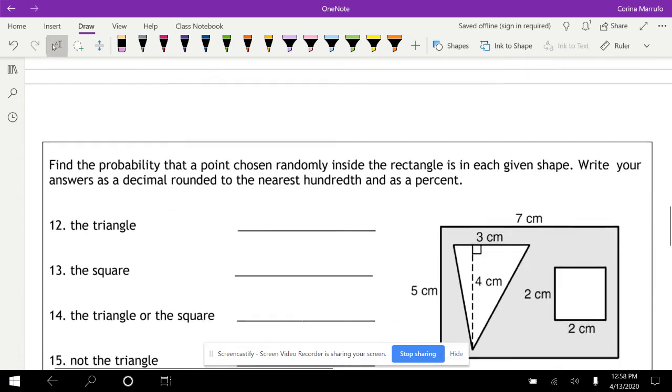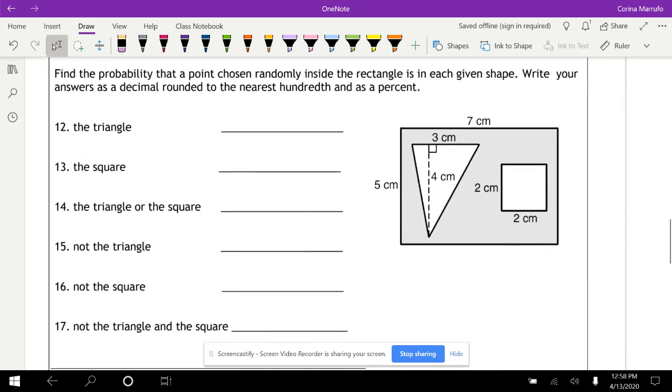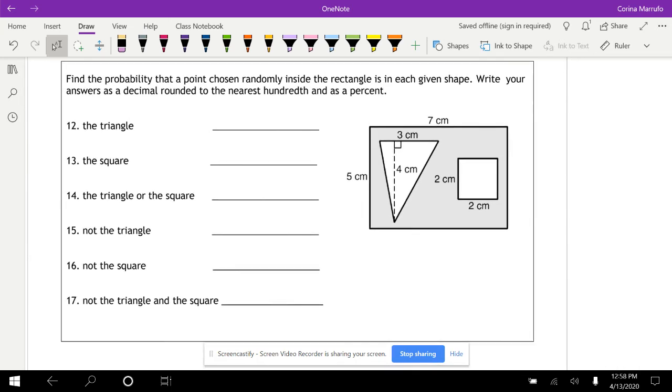Now for the last section. So for this section, it says find the probability that a point chosen at random inside the rectangle is in each given shape. Write your answer as a decimal rounded to the nearest hundredth and as a percent. So now we're writing as a decimal and a percent. So in order for us to do this, we're going to have to find the area of each.